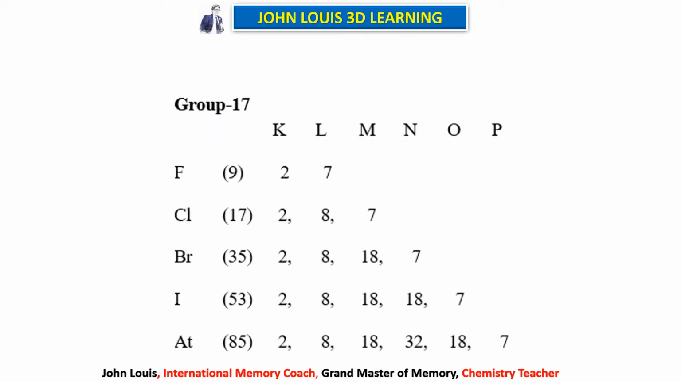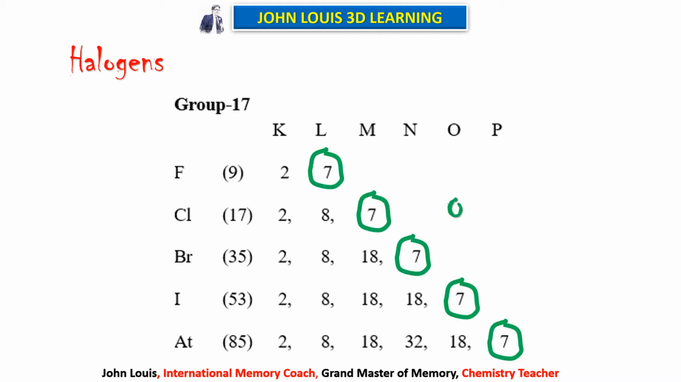Now let us take 17th group elements because we are concerned about calcium chloride. Chlorine belongs to 17th group: fluorine, chlorine, bromine, iodine and astatine. They all have 7 electrons in their outermost orbit, and they need one more electron to complete their octet. Therefore their valencies will be 1 and they are negatively charged because they are readily accepting electrons.